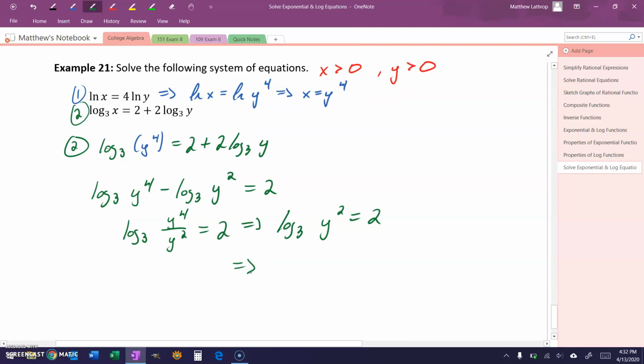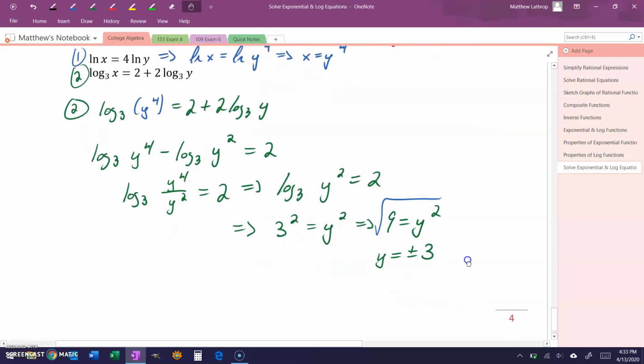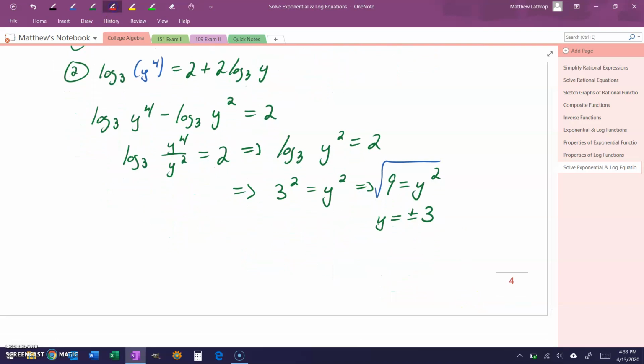Then we can rewrite our log statement as an exponential by rewriting it as 3 squared is equal to y squared, or 9 is equal to y squared, and then take the square root of both sides to get y is going to be equal to plus or minus 3. However, we know from our restrictions that y has to be greater than 0. So our only valid solution in this case would be y is equal to positive 3.